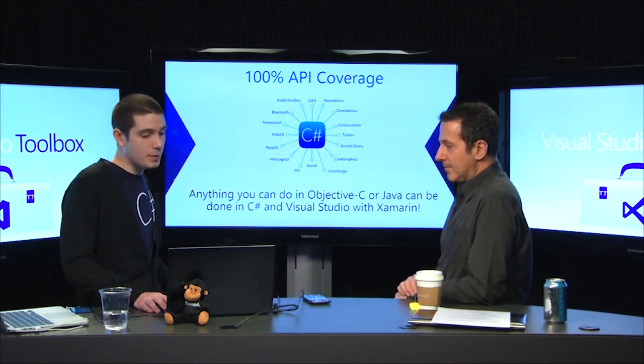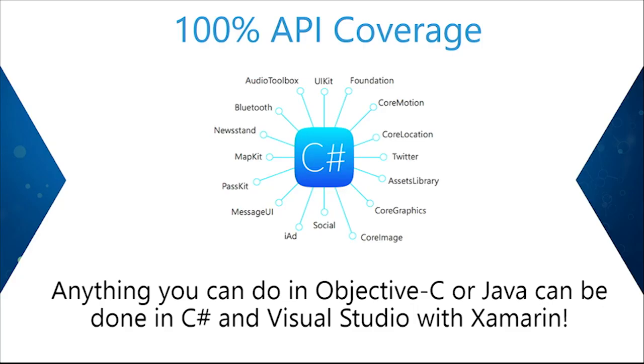Cool. So I talked about it a whole lot before, but really, 100% API coverage, anything you want to do, because like I said, we create those bindings. So the statement's really true: anything that you can do in Objective-C or Java, you can do in C#, in Visual Studio with Xamarin. Cool. So that's important.